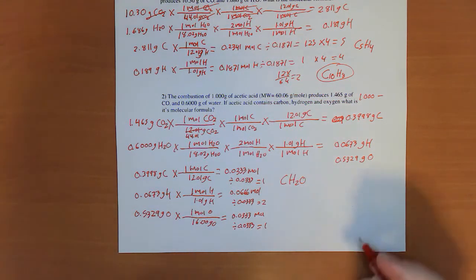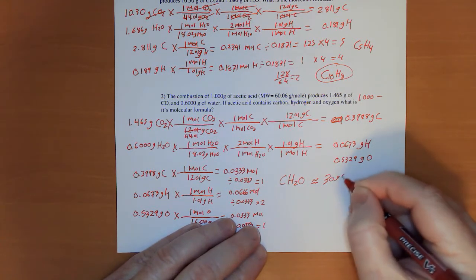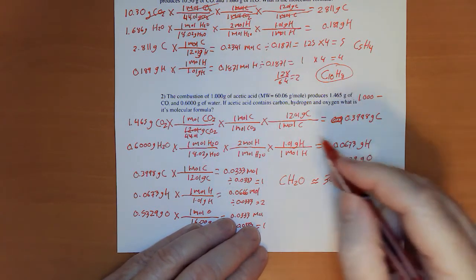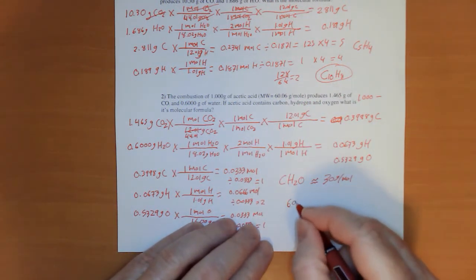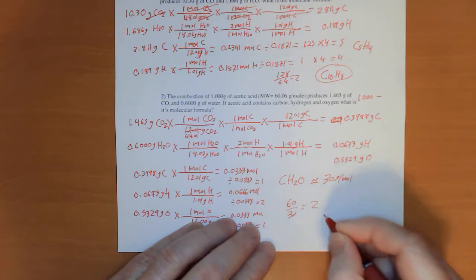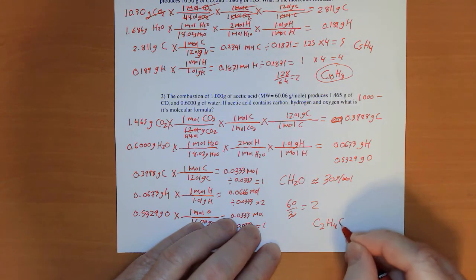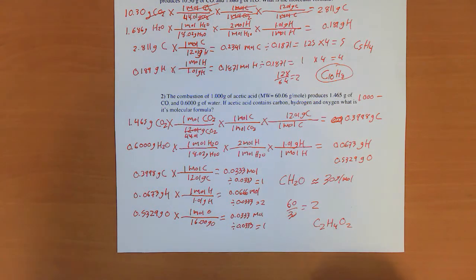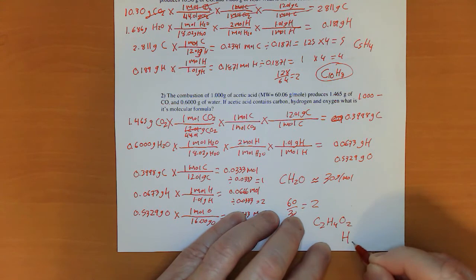Equals 1, equals 2, equals 1. CH2O. The molar mass of CH2O is about 30 grams per mole. I'm told the molar mass is about 60, and 60 over 30 equals 2, so that's C2H4O2. Or, more precisely, the way we might write it would be HC2H3O2.